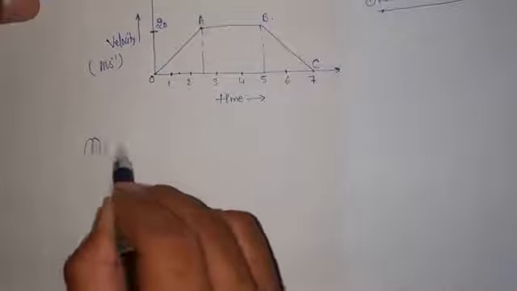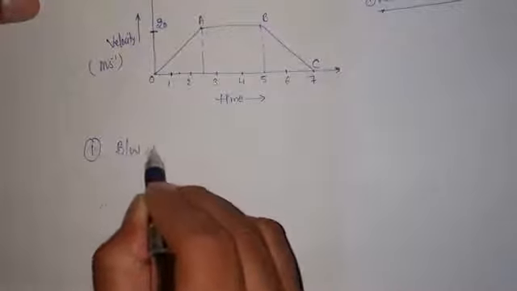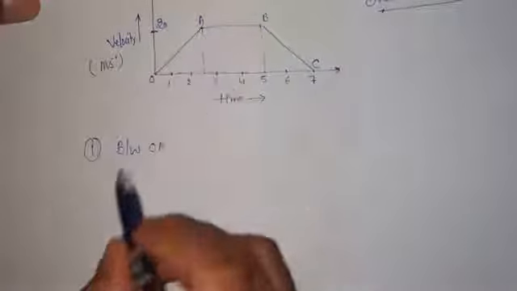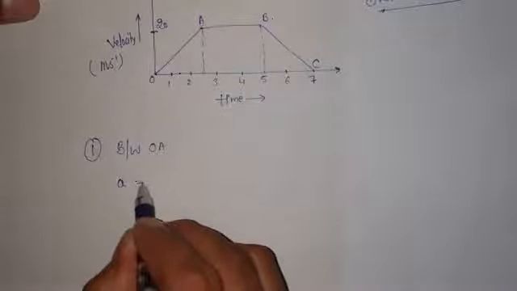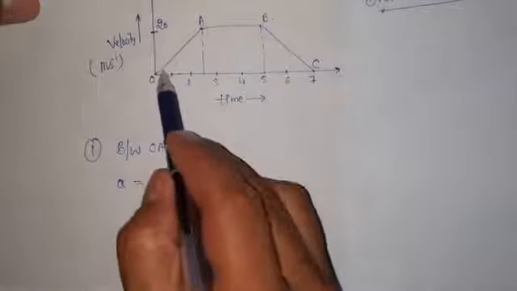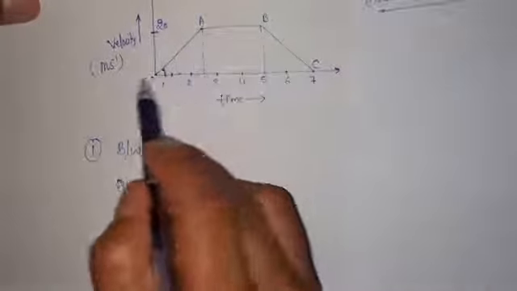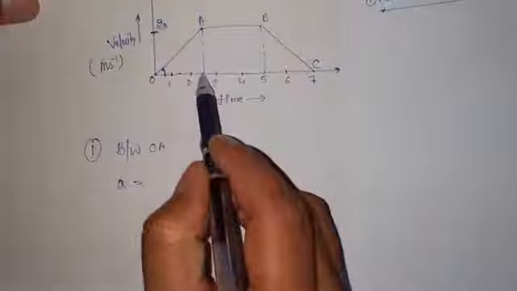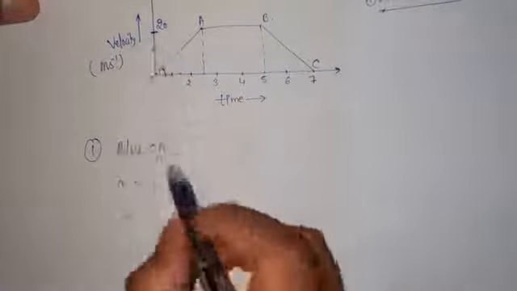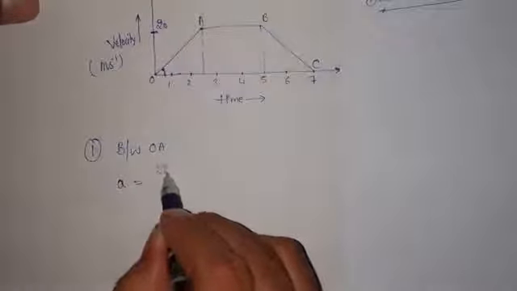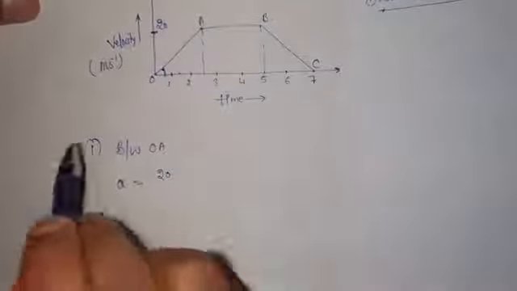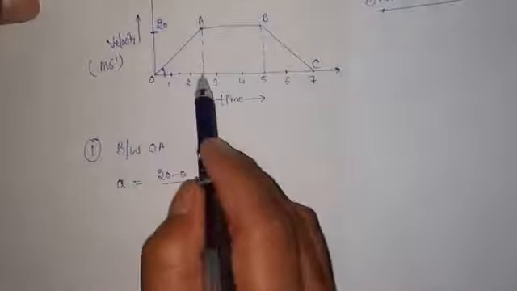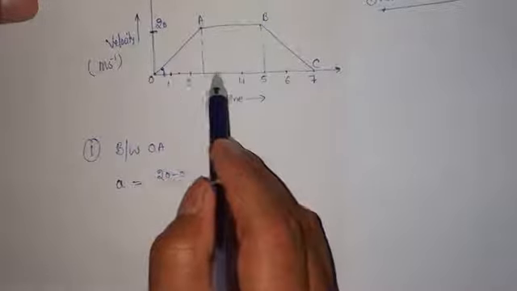So first part between O and A, okay. What are we doing? We are calculating acceleration. So acceleration is equal to the slope, change in velocity upon change in time. The velocity here is 20, so it changed from 0 to 20. So change in velocity is 20 upon that change in time. You will find that it is between 2 and 3.